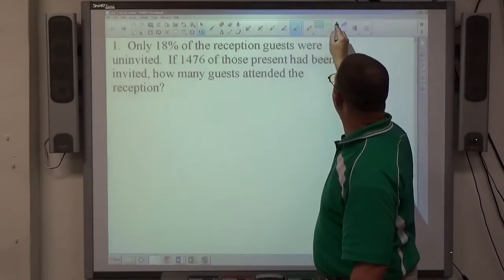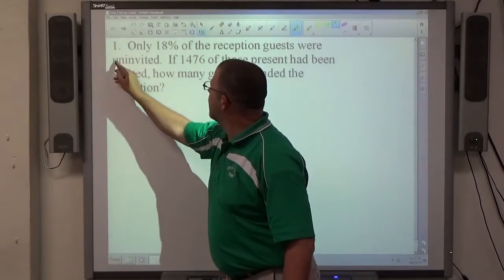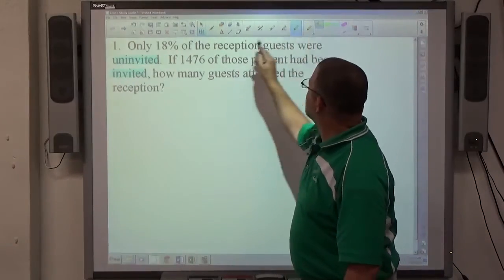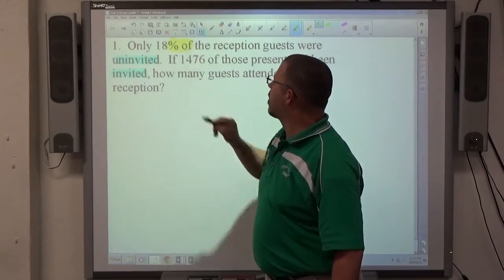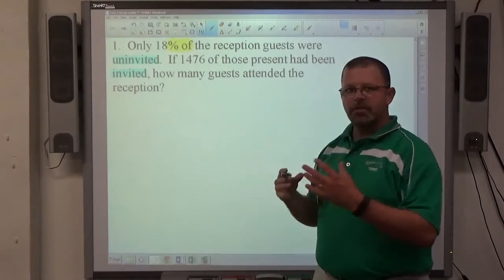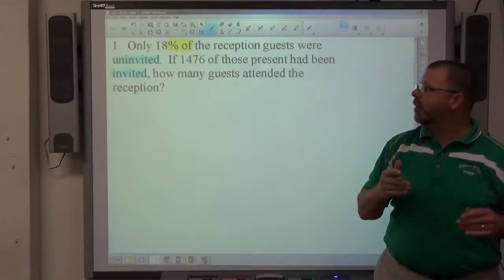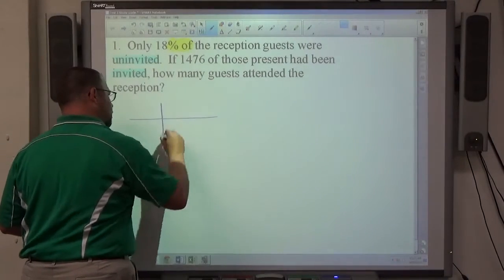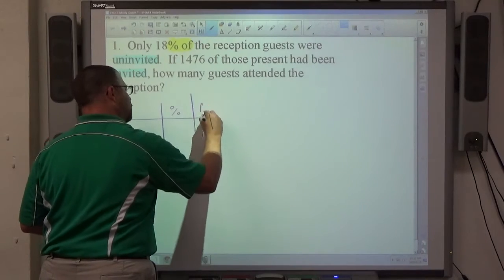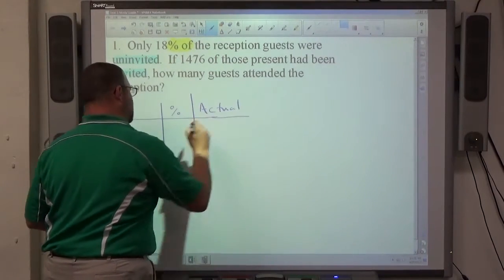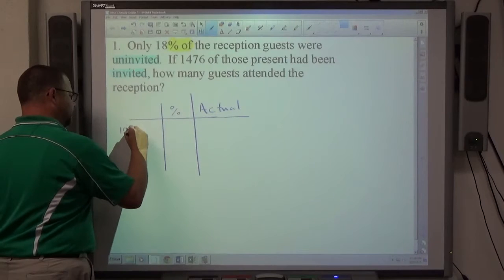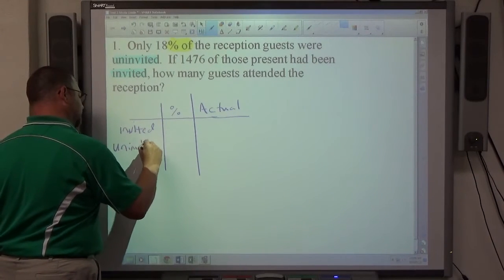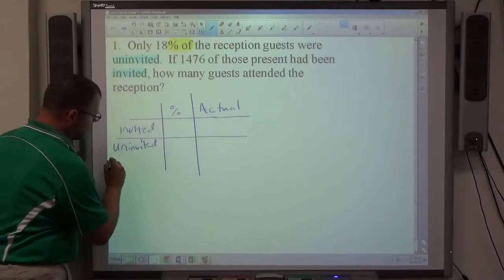So the first thing I notice here is we have uninvited and invited. Also, I've got a percent of making a part whole problem. So they're giving me the parts with invited and uninvited. If I start off there, make the chart, percent, actual. I'm going to put invited and uninvited as my categories, as my parts.